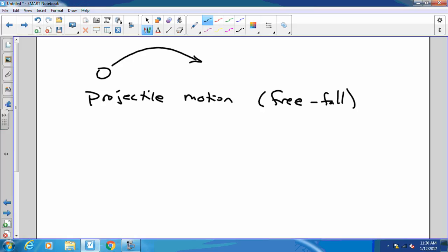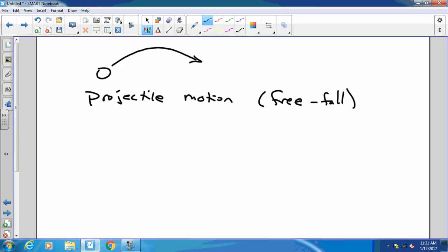Projectile motion is free fall motion. And just to make sure that we're visualizing it correctly, when does projectile motion or free fall motion start? As soon as the ball leaves your hand. As soon as the ball or the object leaves your hand. That's exactly right. As soon as the object is launched.